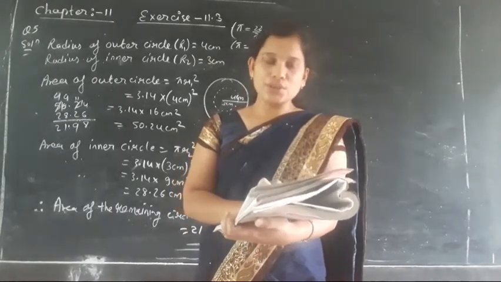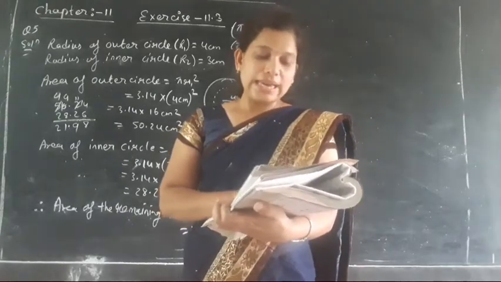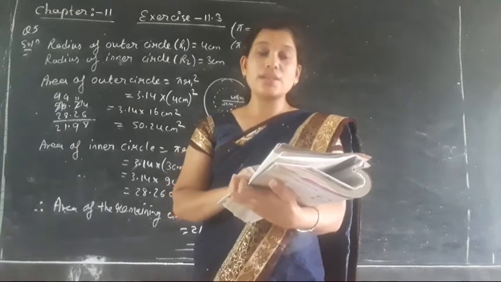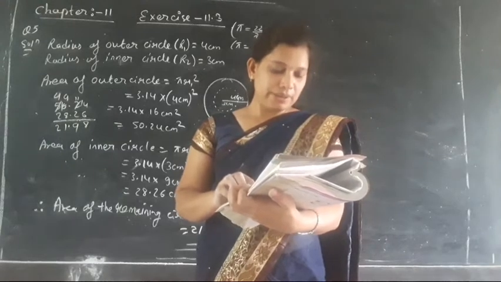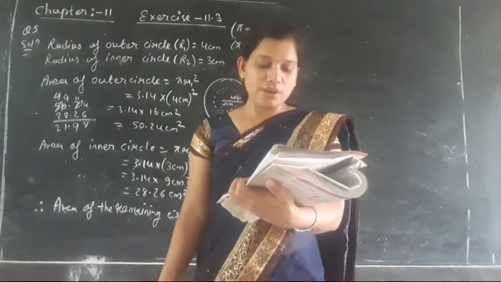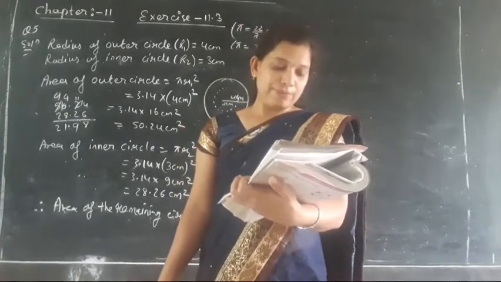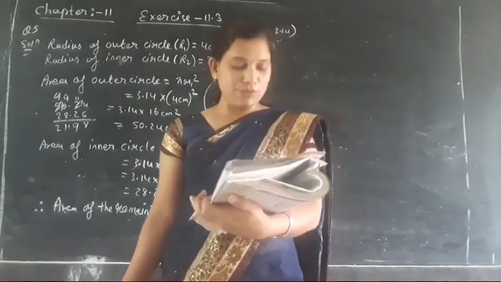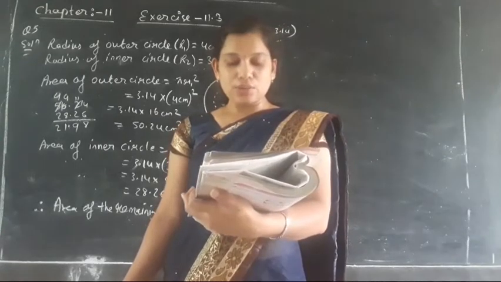Now, next question, question number 6. Here it is said in question number 6 that Saima wants to put a lace on the edge of a circular table cover of diameter 1.5 meter. Find the length of the lace required and also find its cost if 1 meter of the lace costs ₹15. Okay, so what value of pi do you have to take? You have to take 3.14.